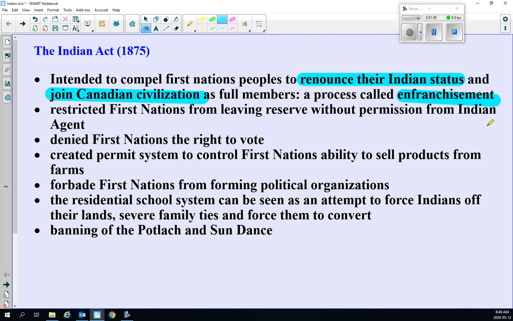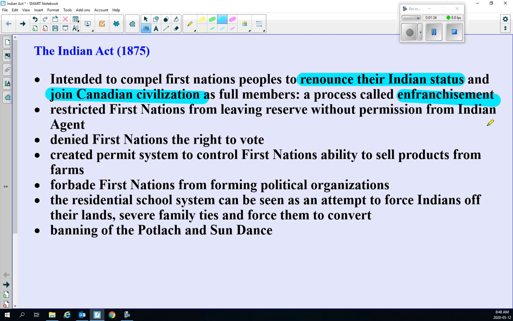So, just ponder that for a few seconds. They're being asked to give up their heritage, their culture, their language, their religion, their identity, their way of life to become a Canadian citizen, to become enfranchised, which makes no sense now in that you should just get those rights for being a Canadian citizen. You shouldn't have to give up who you are to get those rights.